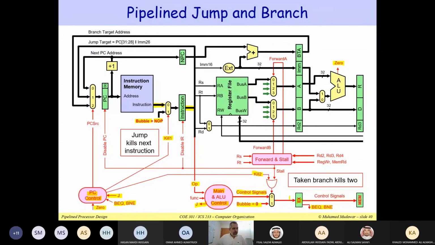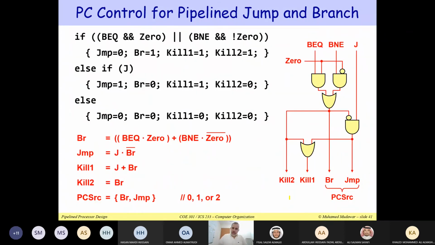Right. Let us take a look at the details of this PC control. That's the question that will address the concern of Ali. So here I have the jump control signal. These are my branch control signals. Notice that either we have branch if equal and we have the zero flag, where the zero flag equal to 1 means they are equal, or we have branch not equal and they are not equal. So either this or this. In this case, we say that we are branching.